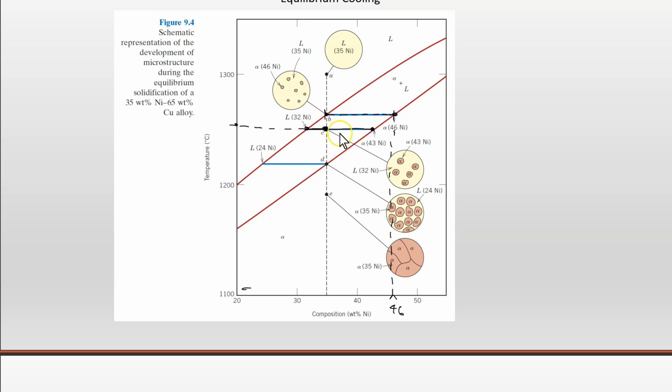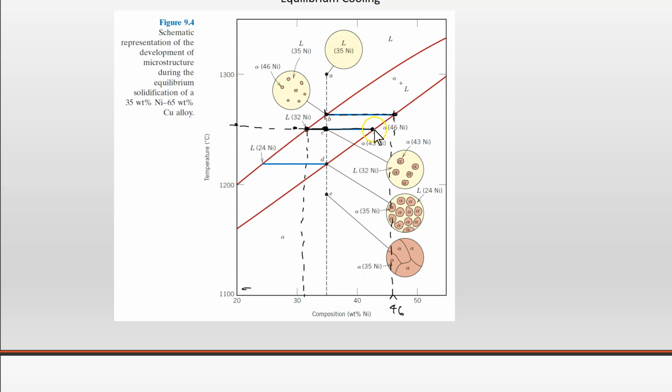Where this tie line intersects the next adjacent phase boundary, that will be the composition of the phase described by whatever phase field is just to the left of our point here. So we know that this will be the liquid composition, and we can read the liquid composition by dropping a vertical down to the composition axis.